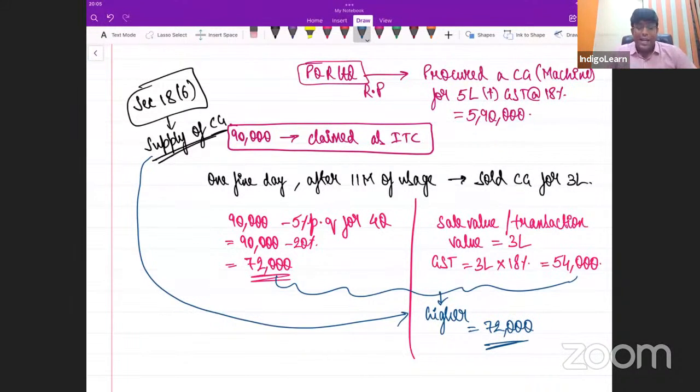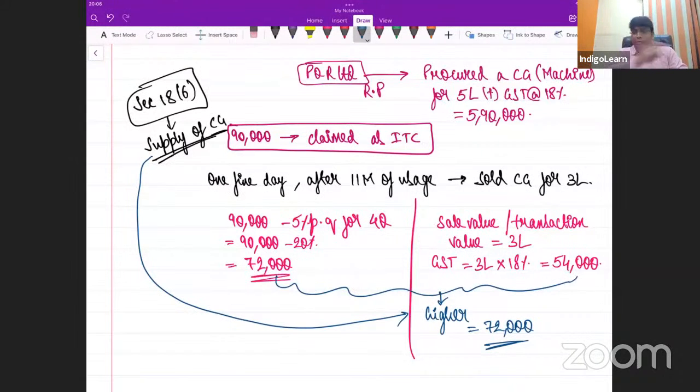So in case of supply of capital goods on which input tax credit is claimed, you have to pay the higher of the following two. Number one, ITC minus 5% per quarter or part thereof. Number two, tax on transaction value. Of these two, whichever is higher, that amount you have to pay to the government. Guys, getting clarity? So what are the two things? Number one, ITC we have claimed minus 5% per quarter or part thereof, or tax on what value, my dear friends? Tax on transaction value. Whichever is higher is required to be paid to the government.